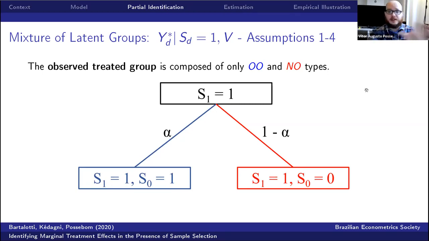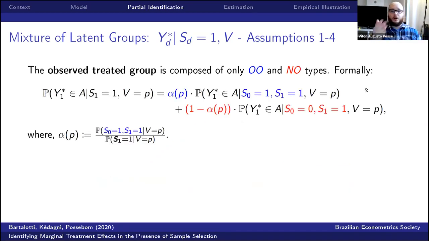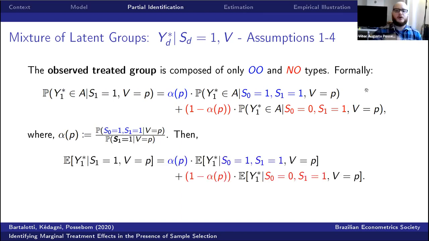As a consequence of this decomposition, we can write the conditional distribution of wages given employment as a mixture, using basically the law of iterated expectations. We can write it as a mixture of those two subpopulations. And the mixture weights are given by this proportion alpha p, where alpha p is the proportion of the always observed population within the group that is observed when treated. And as a consequence of this result for the CDF, we have a very similar result for the expected value.